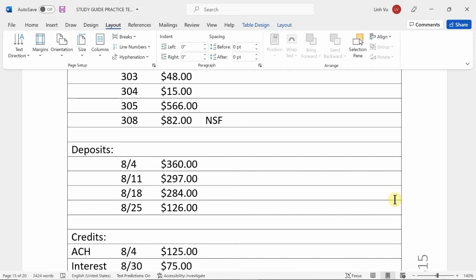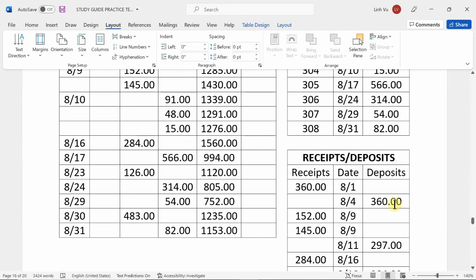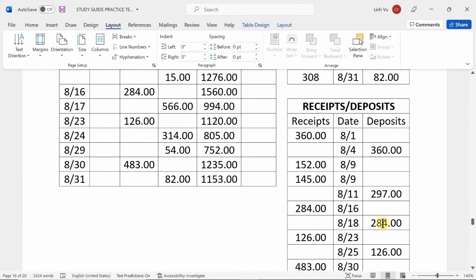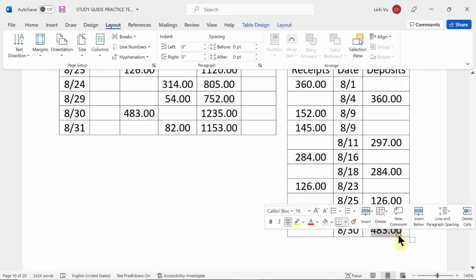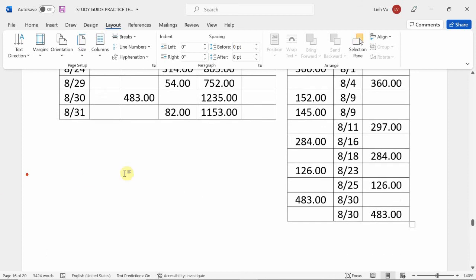Four. Only 4. So let's take a look. So we got 360, 297, 284, and 126. So let's take a look here at our... So here's the 360, 297, 284, 126. So I'm missing 483. I'm missing the 483.